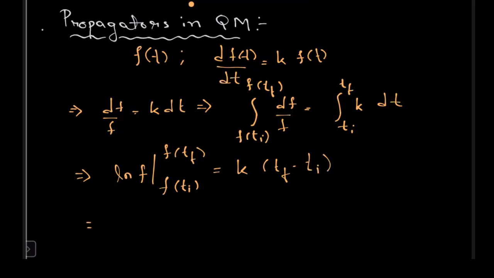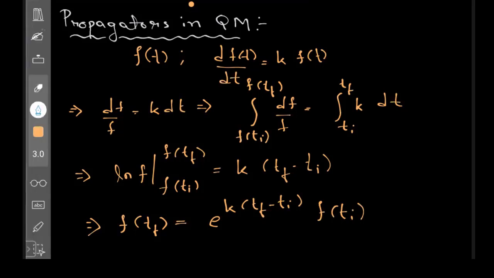Now I can skip some steps since it is very easy to do, and I'm writing the final result. The final result turns out that f of t_f, that is the value of f at final time, is equal to e to the power k (t_f minus t_i), multiplied with f of t_i.